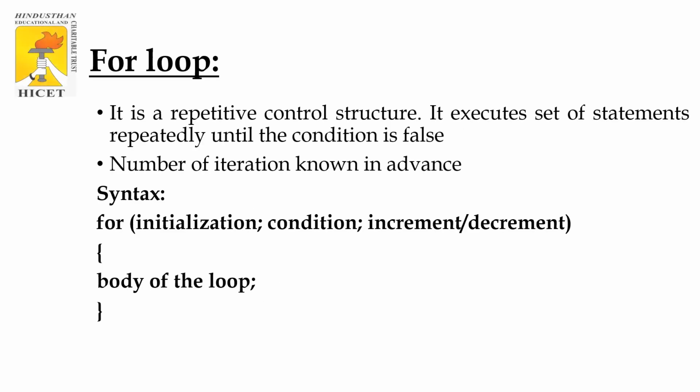First is the for loop. It comes under the pre-test loop. The set of statements will be executed repeatedly until the condition is false. The for syntax is: for, initialization, condition, and increment or decrement process. The first one, initialization, is expression 1. Condition is the expression 2 statement. Then the increment or decrement process is the expression 3 statement. Then open bracket, and the body of the statement will be executed. Here expression 1 is optional, while expression 2 and expression 3 are the condition and update for the for loop.